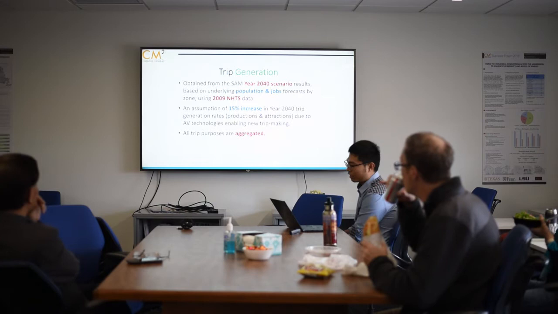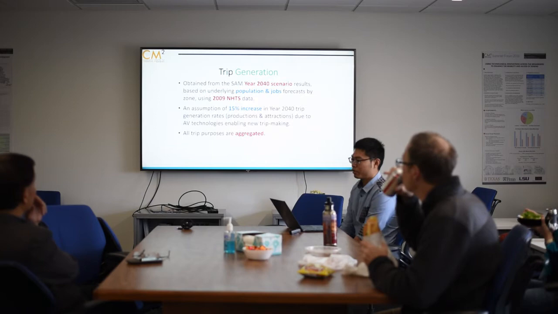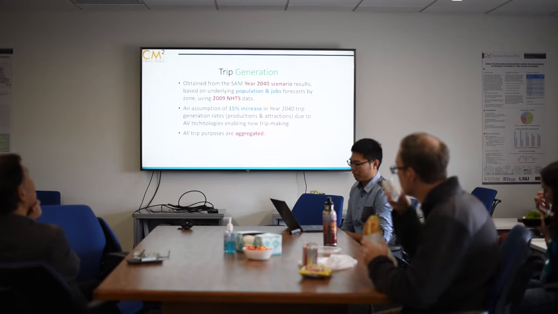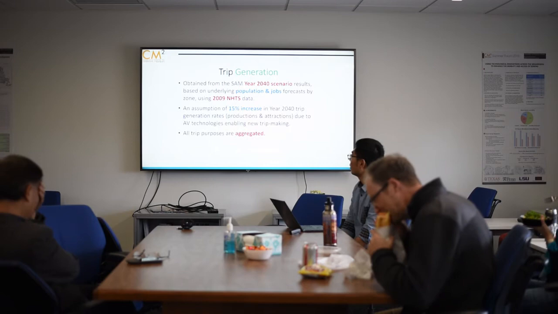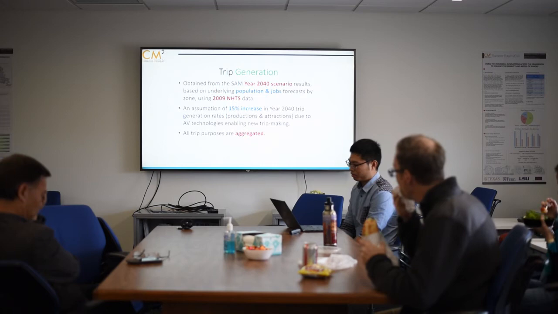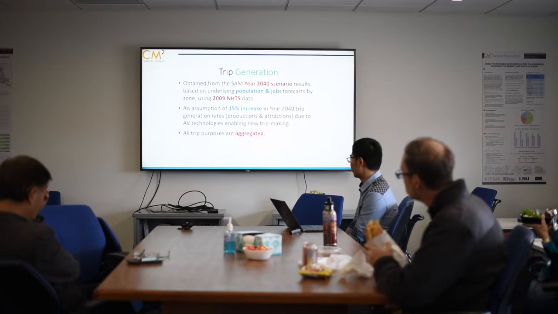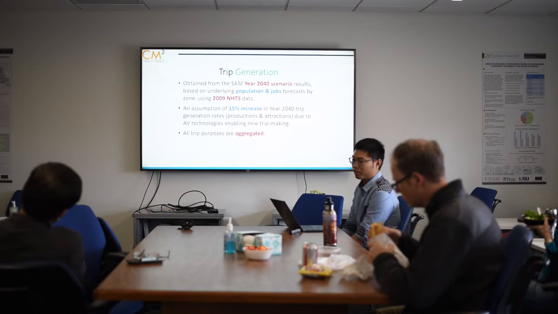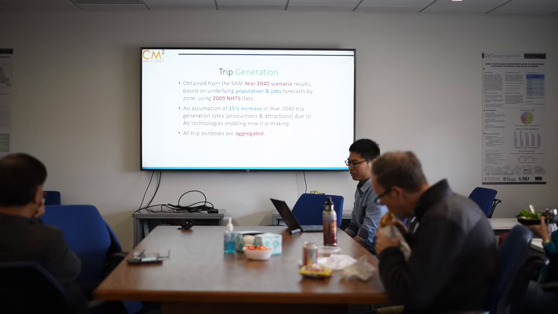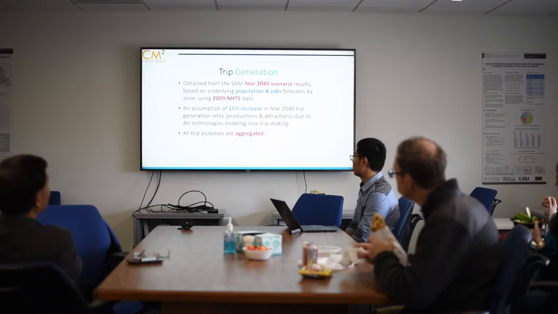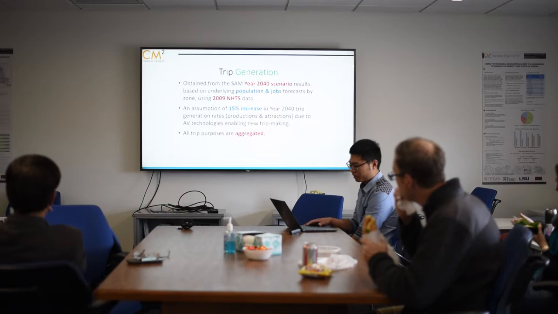Now I want to briefly talk about what we did for each stage of the traditional travel demand model. The first is trip generation. We obtained the trip generation rates from the same model, which was built based on the 2009 NHTS data. We assume a 15% increase for both production and attraction, recognizing that elderly and disabled people will have access to autonomous vehicles once the technology has been applied to the market, and all trip purposes are aggregated. We didn't consider different trip purposes.